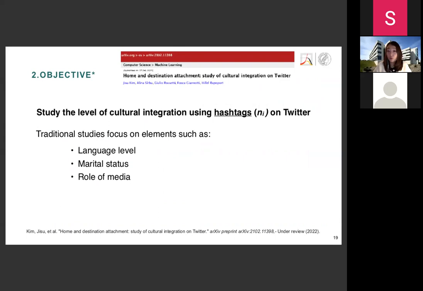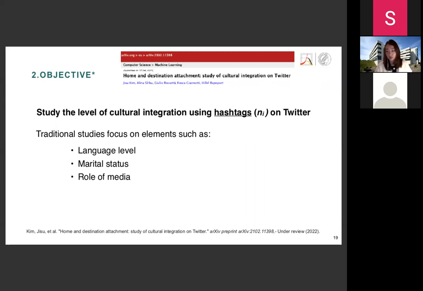indexes using hashtags. To study cultural integration, traditional studies focus on elements such as language proficiency, marital status, and sometimes also the role of media, for instance, how much you watch the local news channels. But here, to put it in a simple picture, the mechanism that we had was that if a migrant in Italy, for instance, is engaging in a discussion about Salvini, this means that he or she is aware of the political situation in Italy and can thus provide us an indication of how much the migrant knows about the country, right?